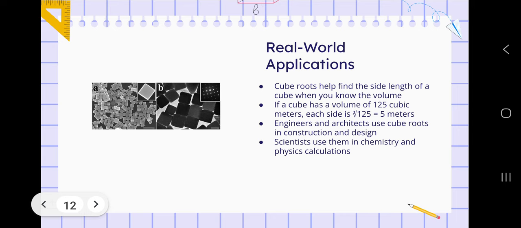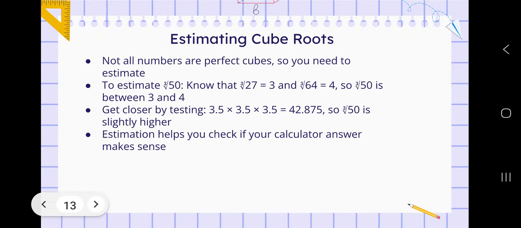One question: why would anyone use cube roots for chemistry and physics? Type it down in the comments or write it on a separate sheet of paper if you have one.